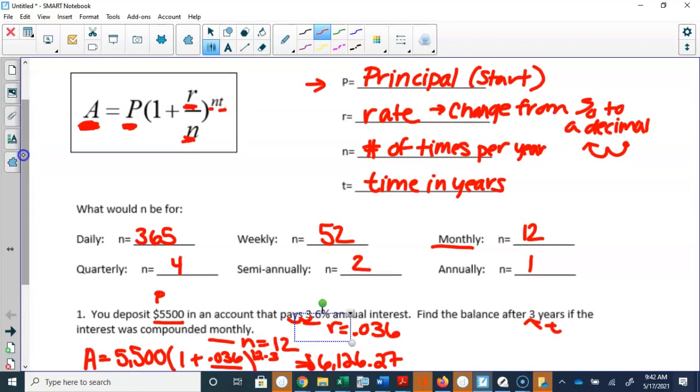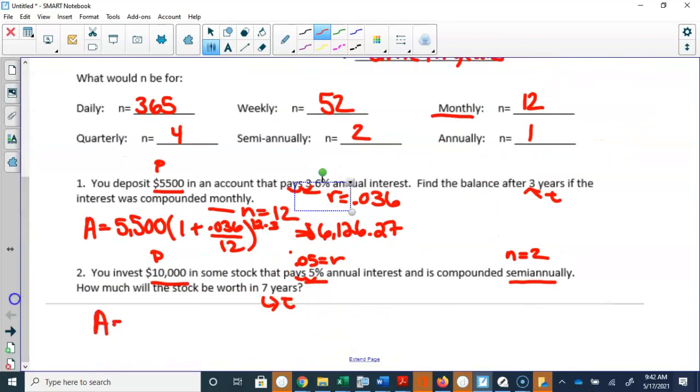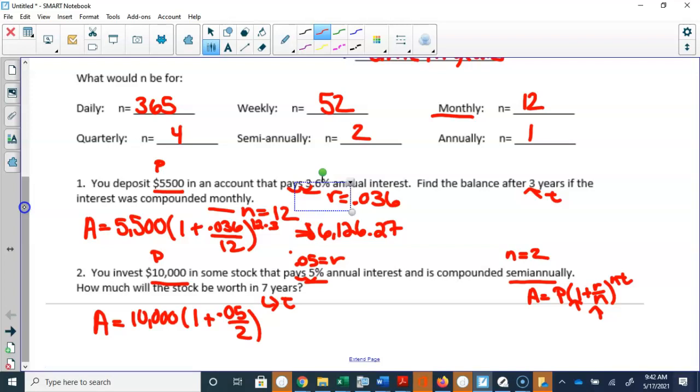We're going to say, okay, first, what is A? That's our total amount at the end. Then we have our P. Let me just rewrite the formula down for us so I don't have to keep scrolling up. So we have our P, our principal, what we start with, times 1 plus R over N, 0.05 over 2, to the N times T power. So N is 2, so 2 times 7. And you can just put 14 if you like. That would make it easier when you're typing it in your calculator.